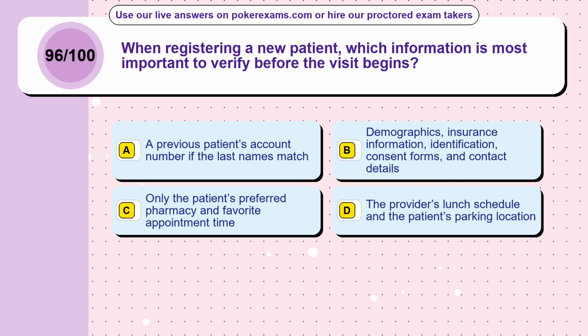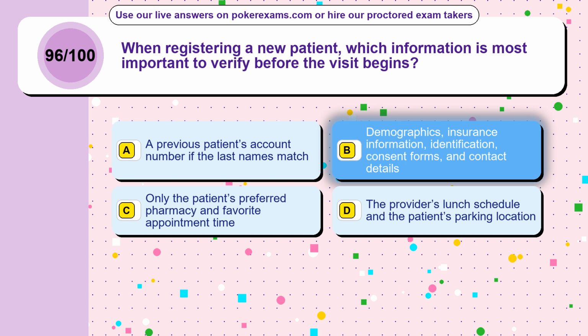Question 96. When registering a new patient, which information is most important to verify before the visit begins? Option A. A previous patient's account number if the last names match. Option B. Demographics, insurance information, identification, consent forms, and contact details. Option C. Only the patient's preferred pharmacy and favorite appointment time. Option D. The provider's lunch schedule and the patient's parking location.